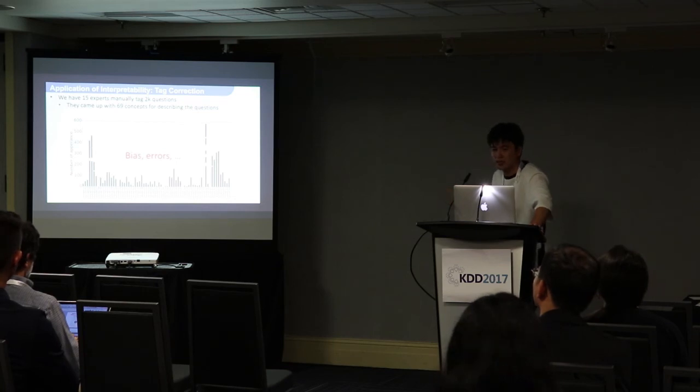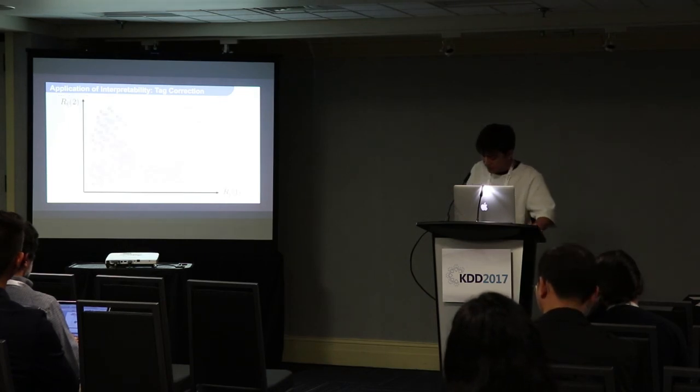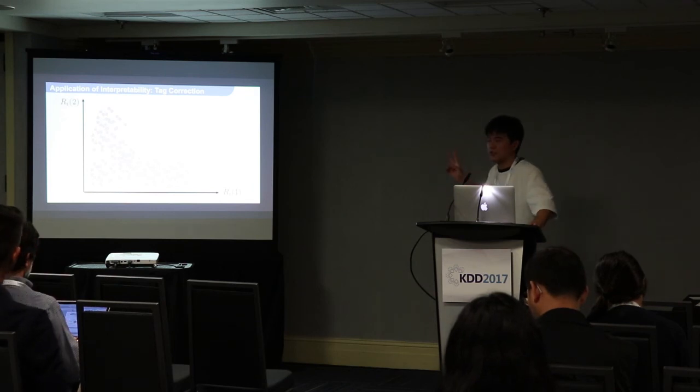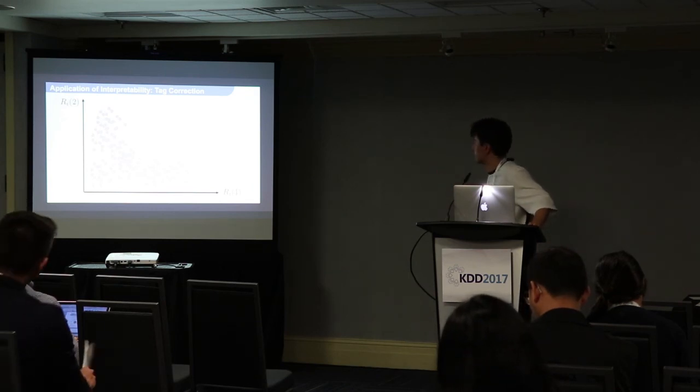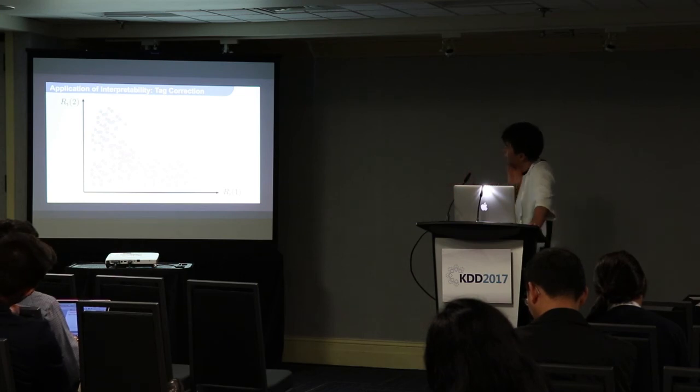So the question is, how can you correct this tag information in a data-driven way? This is the way that we propose. Let's consider two hidden concepts. You draw the concept features on this 2D plane. The x-axis is the first element of the concept vector, and the y-axis is the second element of the concept feature. Then you will see this many questions.